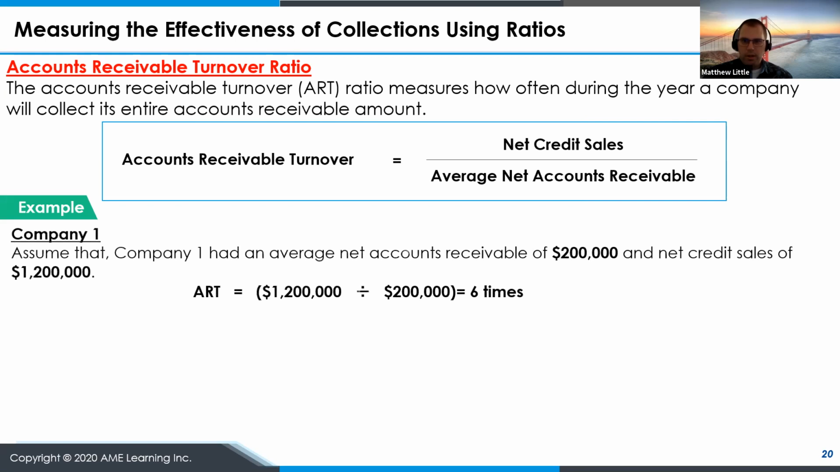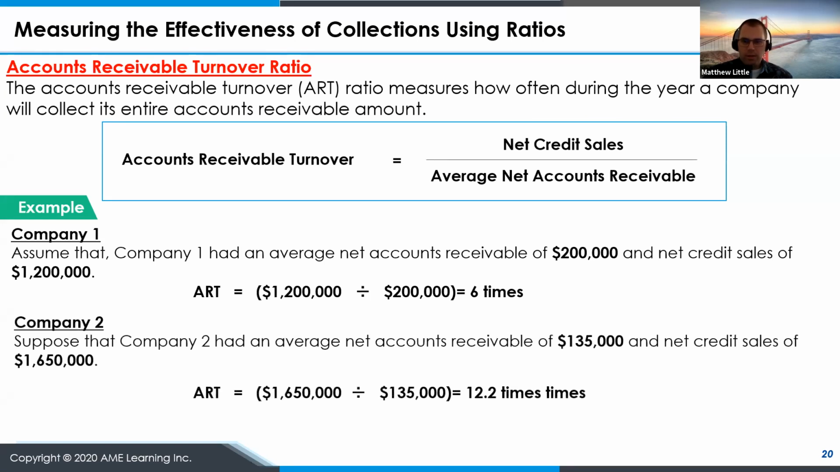So an example, we have a company that has an average AR of 200,000, net credit sales of 1.2 million. In that example, it turned over 6 times, which tells me basically every 2 months, our accounts receivable is collected, which in my opinion isn't great. Another example, I have a net AR of 135,000, net credit sales of 1.65 million. In this case, it turned over 12.2 times. So less than a month, every month, our AR is turning over, which means our customers are paying us typically in less than a month, which in most cases is pretty good. So I would say the ART ratio is better for company 2 than company 1, in my opinion.